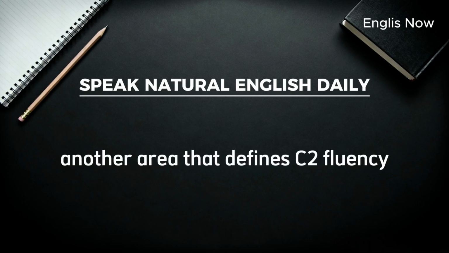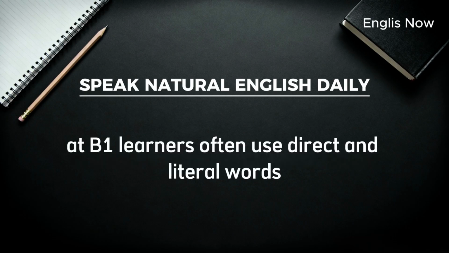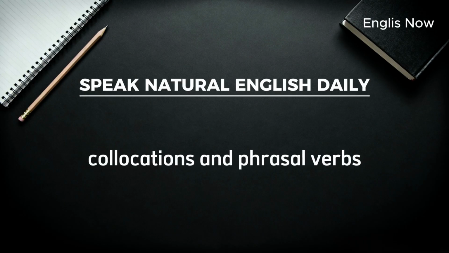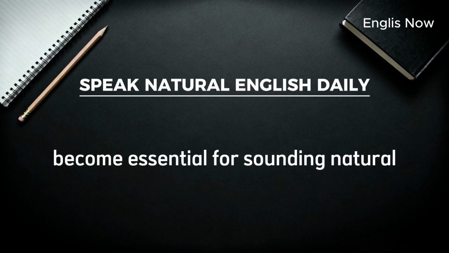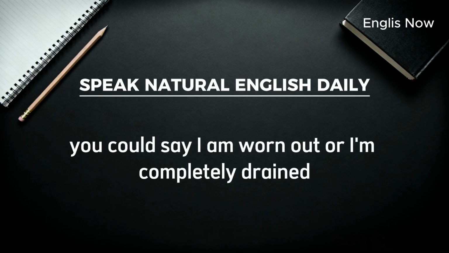Another area that defines C2 fluency is the use of idiomatic expressions. At B1, learners often use direct and literal words. At C2, however, idioms, collocations, and phrasal verbs become essential for sounding natural. For example, instead of saying, "I am very tired," you could say, "I am worn out," or "I'm completely drained."